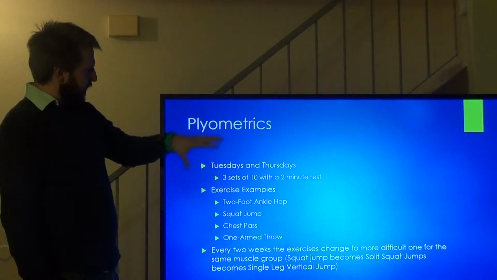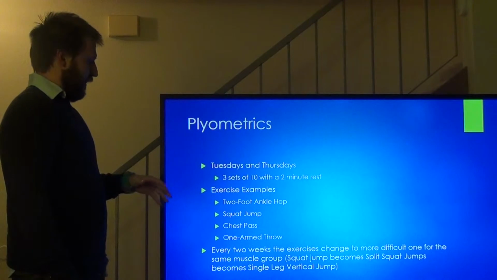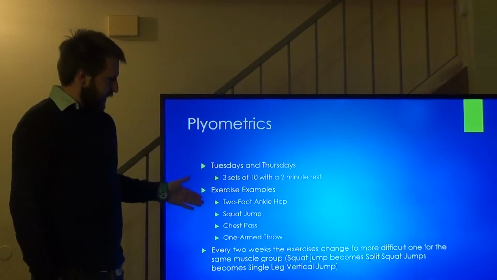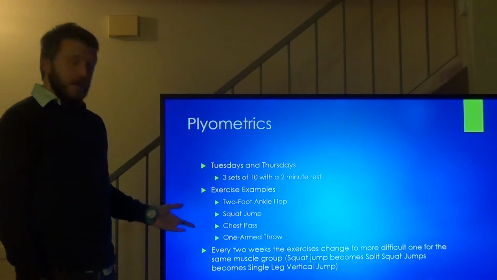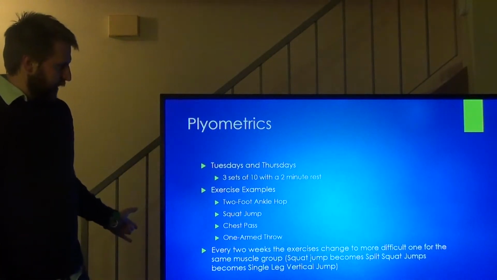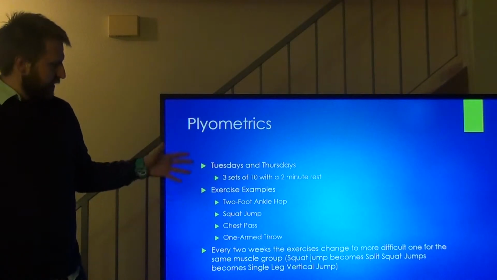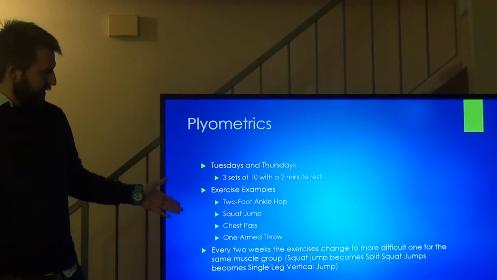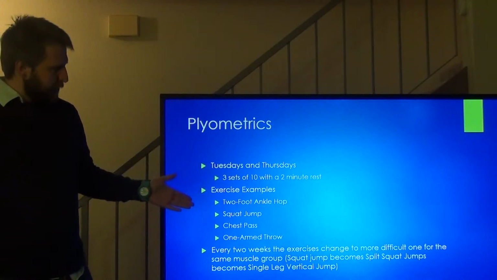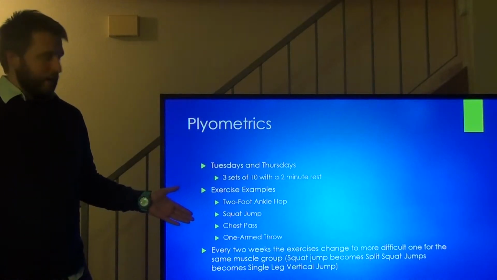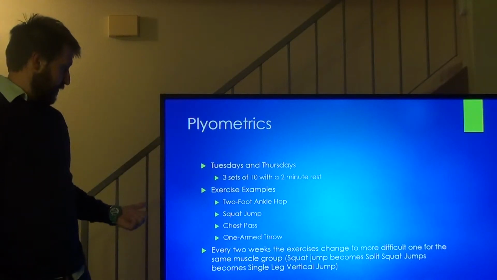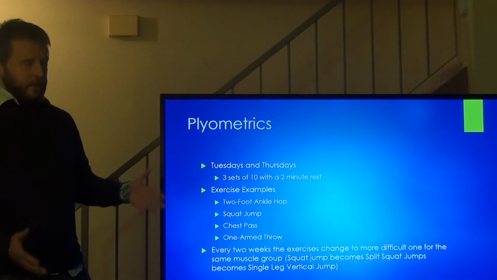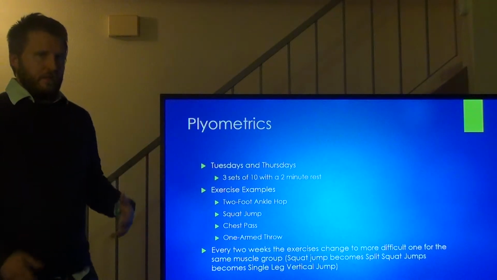Plyometrics will be performed Tuesdays and Thursdays during the program when they don't do any of their other resistance training. The exercise examples will be 2-foot ankle hop, squat jump, chest pass, and 1-arm throw. Every 2 weeks, they'll change and get more difficult by choosing a more difficult exercise for the muscle joint. For example, the squat jump will become the split squat jump after 2 weeks in a new microcycle, which is more difficult than a squat jump. And then that will become a single leg vertical jump, which is more difficult, in a third microcycle, and then they'll just repeat through.